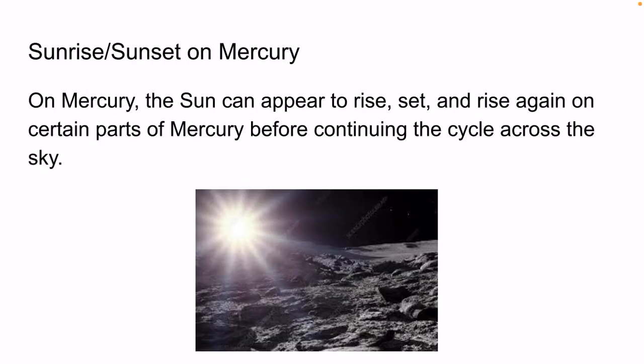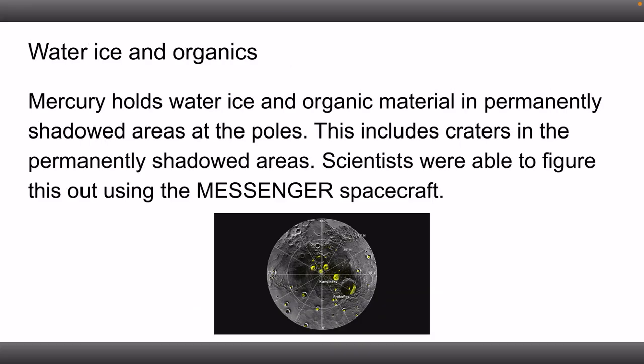Sunrise and sunset on Mercury. On certain parts of Mercury, the sun can appear to rise, set, and rise again before continuing the cycle across the sky. I forgot to mention it does the same thing at sunset: going down, back up, and then down.